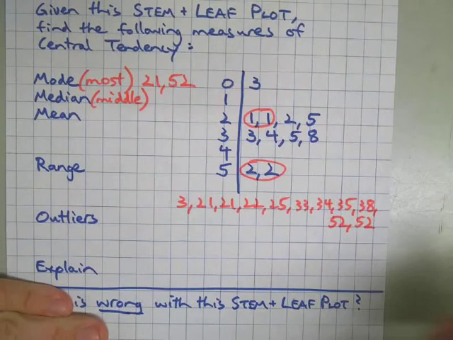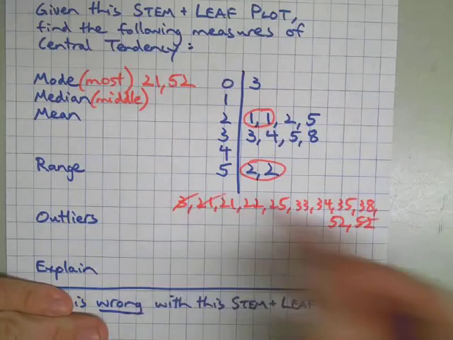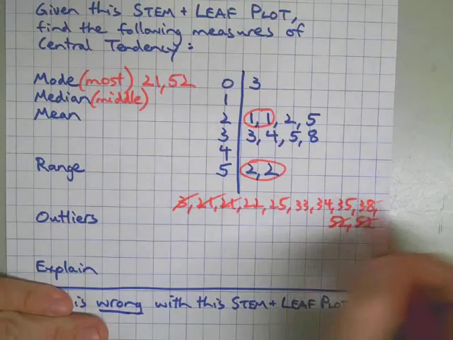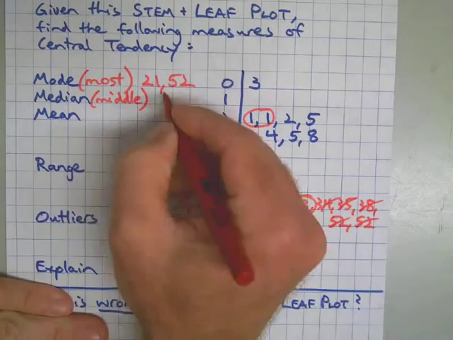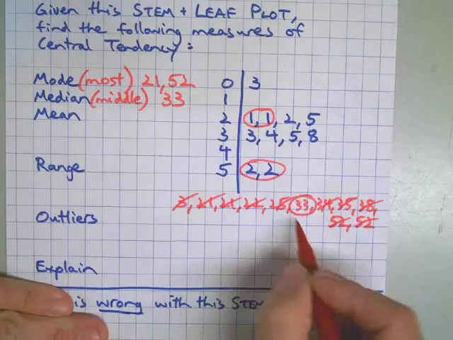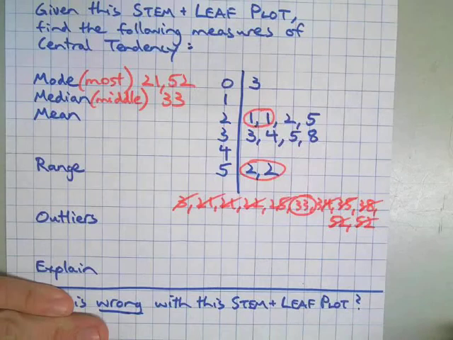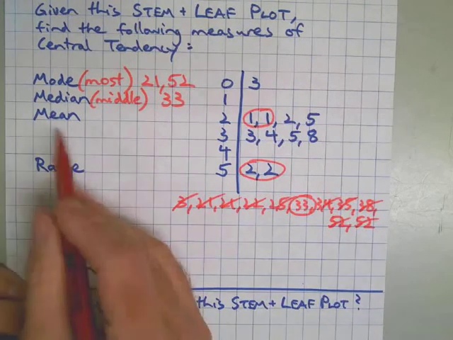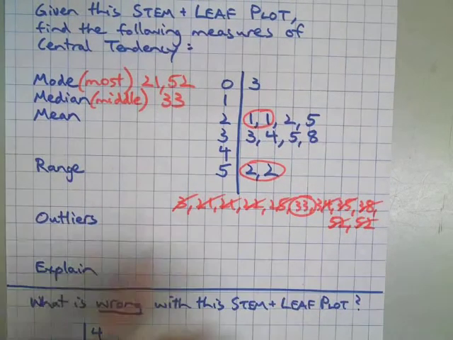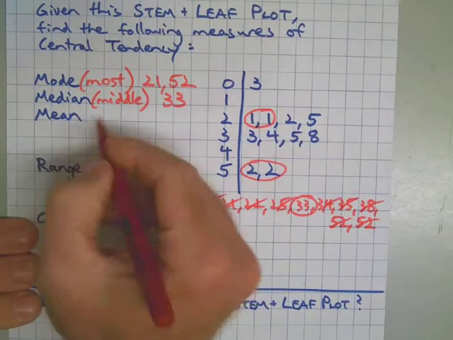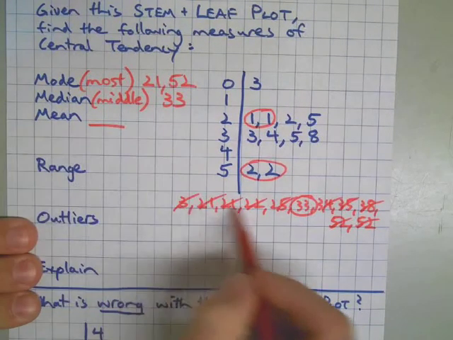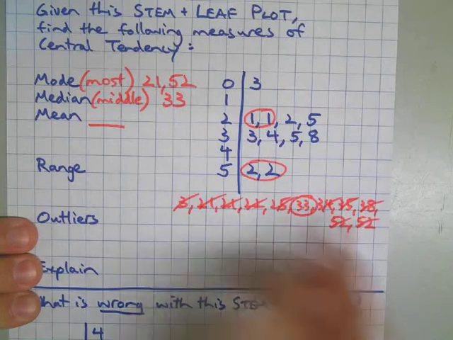Okay, now to find the median, I'm just going to cross numbers off the ends until I arrive at the middle, 33. This was really nice. There was just one number there this time. Finally, the mean, which would be the average. I want to add all these numbers and divide by how many there are. How many are there? 1, 2, 3, 4, 5, 6, 7, 8, 9, 10, 11.